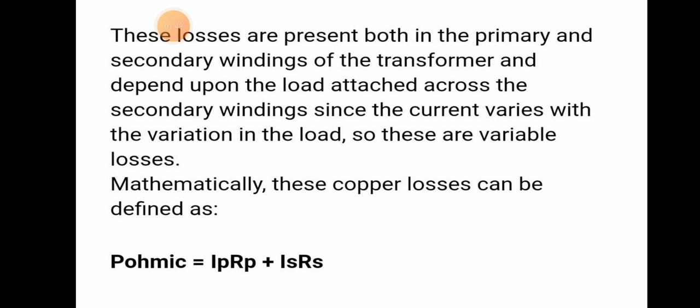This can be found from the formula: P ohmic, meaning copper loss or ohmic loss, will be equal to Ip Rp plus Is Rs. Ip means the current in the primary and Rp the resistance in the primary, plus Is Rs, meaning the secondary current and secondary resistance. That's the formula: P ohmic equals Ip Rp plus Is Rs, with primary current, secondary current, primary resistance, and secondary resistance.